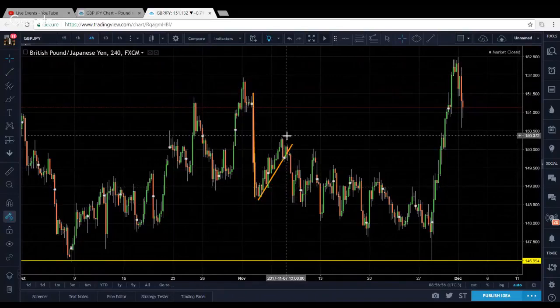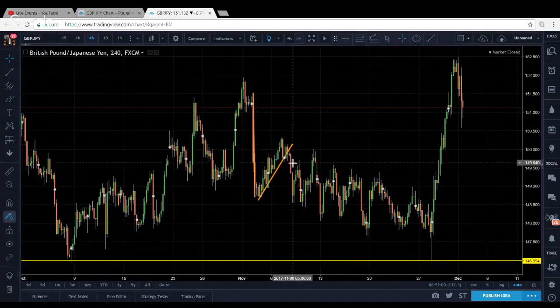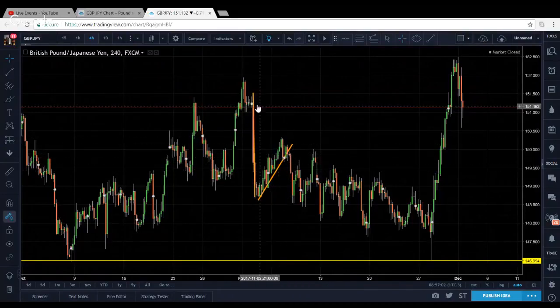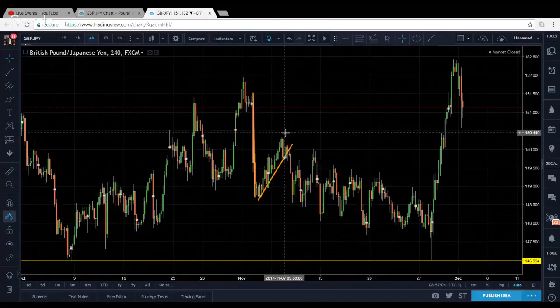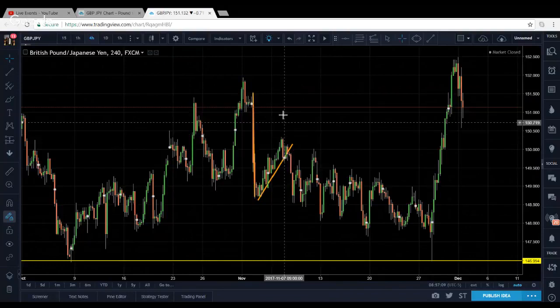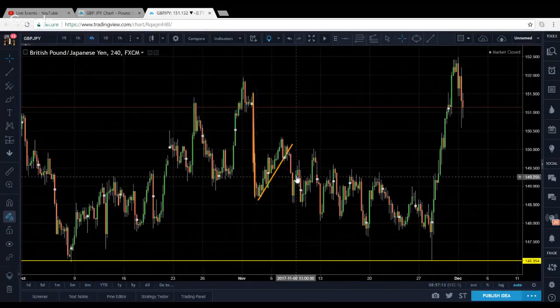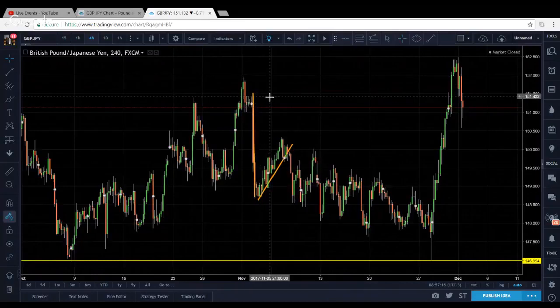Your stop loss is above that previous pole, so outside of the flag. This is the flag right here, and this is the pole. Depending on your account size, you can have your stop loss above the flag or above the pole. Depending on your account size, depending on what you're targeting.